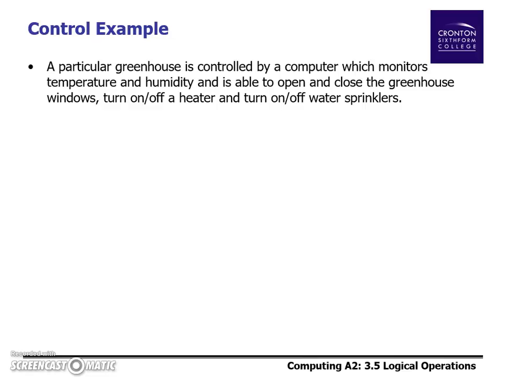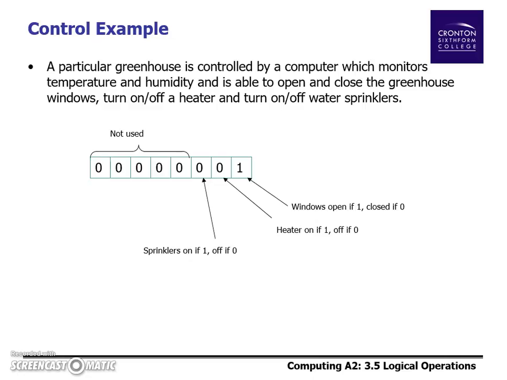Now, there's a lot of examples in the exam spec that basically look at it in terms of a control system rather than just asking you to look at a truth table on its own. So a particular greenhouse is controlled by a computer which monitors temperature and humidity and is able to open and close the greenhouse windows, turn on or off a heater, and turn on or off the water sprinklers.